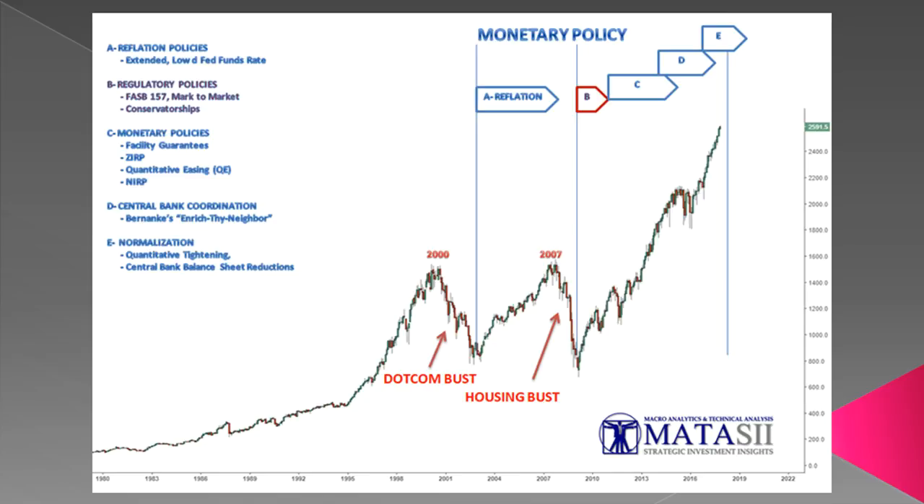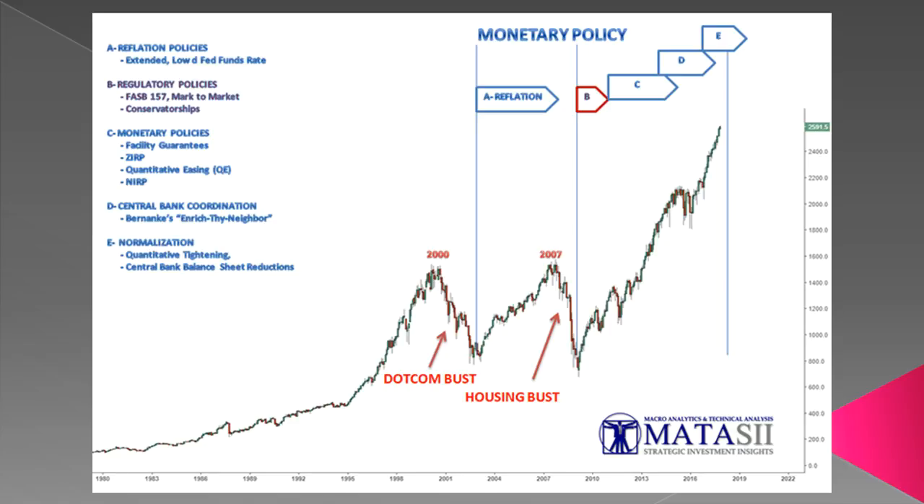We went to things like conservatorships as reflected in Fannie Mae and Freddie Mac. We then went to monetary policies that we had never seen before, have never been tested. 11 to 13 various facility guarantees, zero interest rate policies, various versions of quantitative easing and quantitative and qualitative easing in the case of Japan, and now, and for the last 2 years, in many cases around the world, negative interest rate policies.